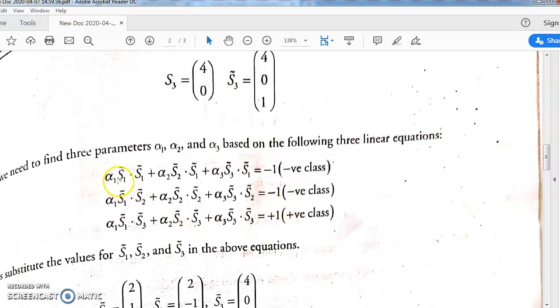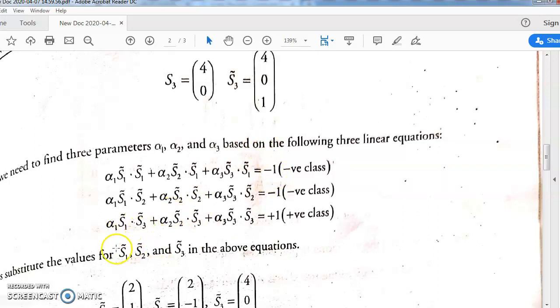The equation is the same, alpha 1 s1, alpha 2 s2, alpha 3 s3, you just have to change the multiplying vector. In the first you multiply with s1, in the second with s2, in the third with s3. Sometimes you may have only 2 support vectors, and in that case there will be only 2 equations. Are you getting my point? So the equation of the line depends on how many support vectors you have, as well as which class those support vectors belong to.